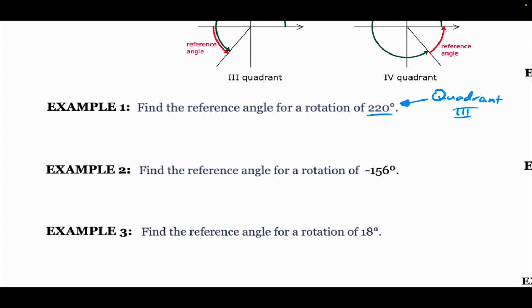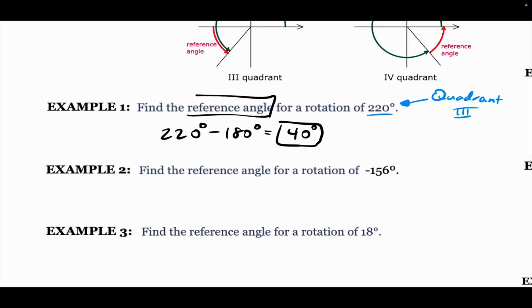Second thing, use a little cheat sheet here. Since it's in quadrant 3, we're going to take the angle and subtract 180 degrees from it. So the angle is 220. So 220 minus 180 is 40 degrees. So the reference angle is 40 degrees. Okay?